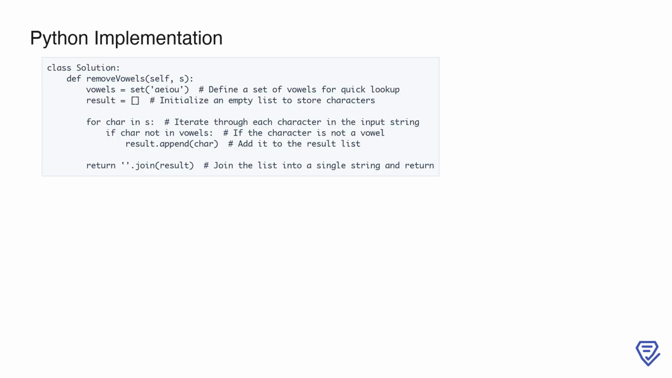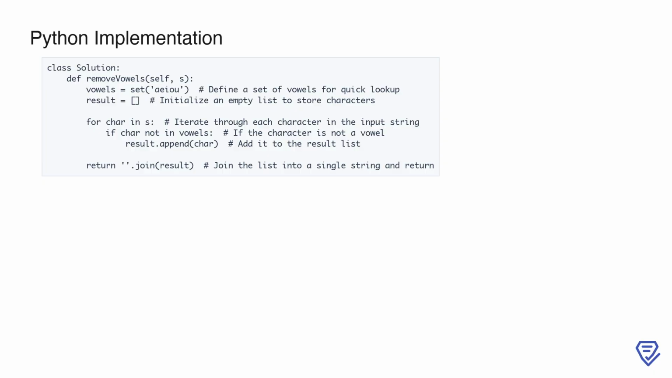This Python solution removes vowels from a string by iterating through each character and filtering out vowels. Here's how it works step by step. 1. Define the vowel set. We create a set of lowercase vowels, a, e, i, o, u, for quick lookup. Using a set ensures that membership checks, i.e., "not in vowels," are efficient, with an average time complexity of O(1).